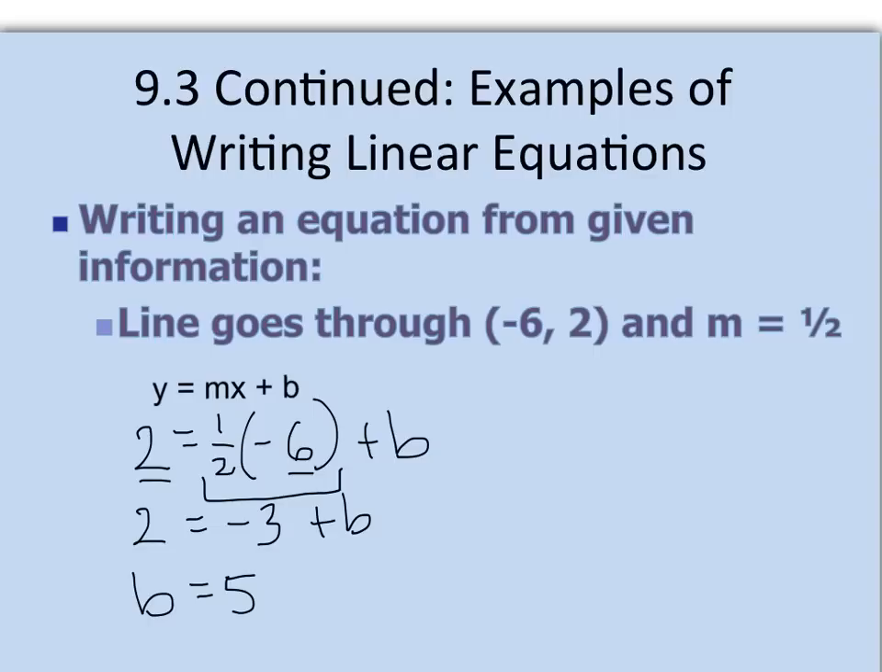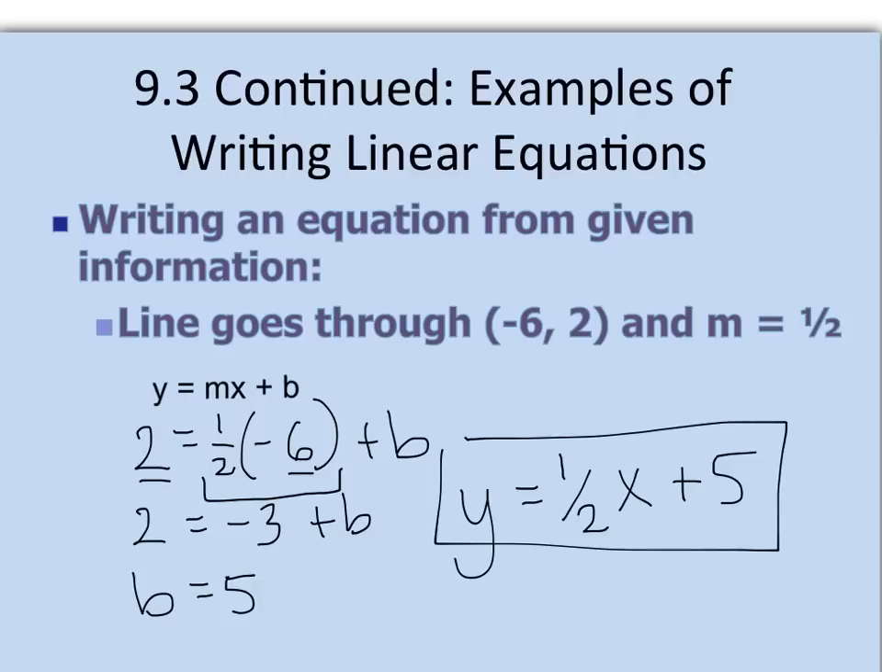Now that's not the final answer, because I'm supposed to write an equation for the line, not just find the y-intercept. So my final answer is when I substitute in my slope, which is 1/2, and my y-intercept, which is 5. So this is the equation for a line. That's using slope-intercept form.